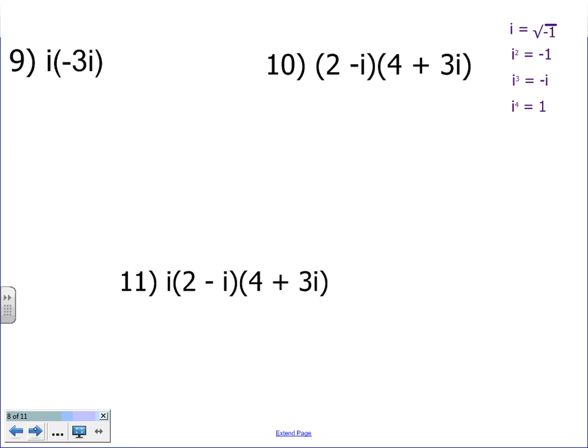Okay, let's look at these problems here. How do we multiply using complex numbers? Same thing. i is similar to a variable. So this is a variable that we know what the answer is, which is the square root of negative 1. So we simply distribute here.